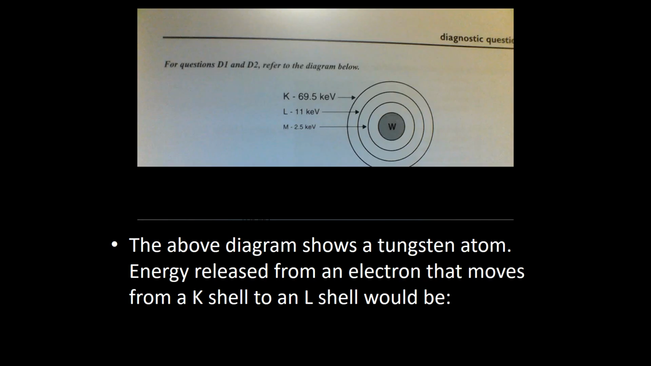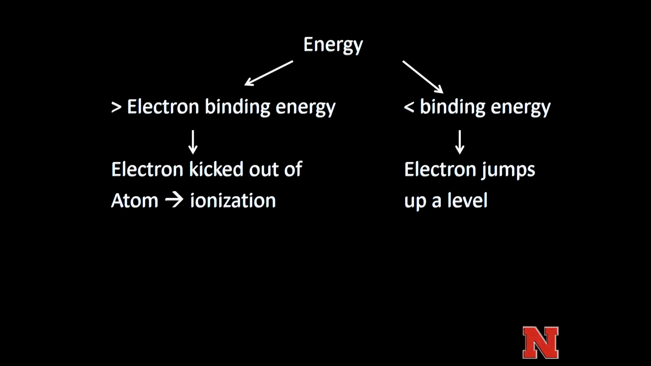And if I go back, if you just look at the 69.5 keV electron in the K shell, if it moves down to the L shell and assumes an energy of 11 keV, and this is kind of tricky because these are measured in negative kiloelectron volts, the difference there is 58.5. So when energy is exerted upon an atom, if it's greater than the electron binding energy, what happens is an electron from the atom is kicked out and the atom undergoes ionization, or actually changes charge. If that energy exerted upon the atom is less than the binding energy, that electron just jumps up a level.